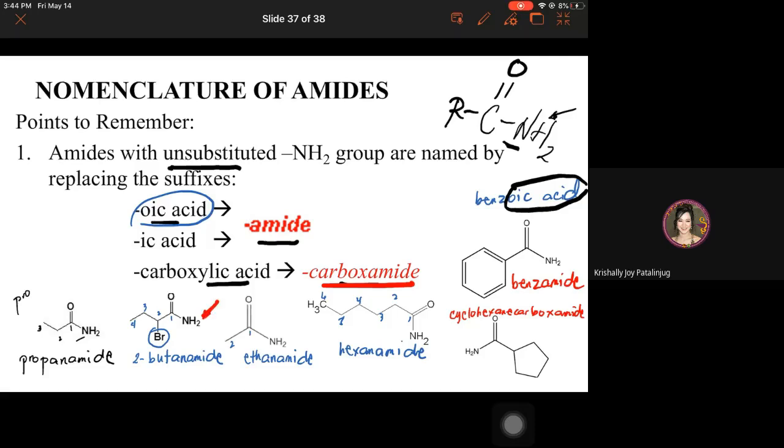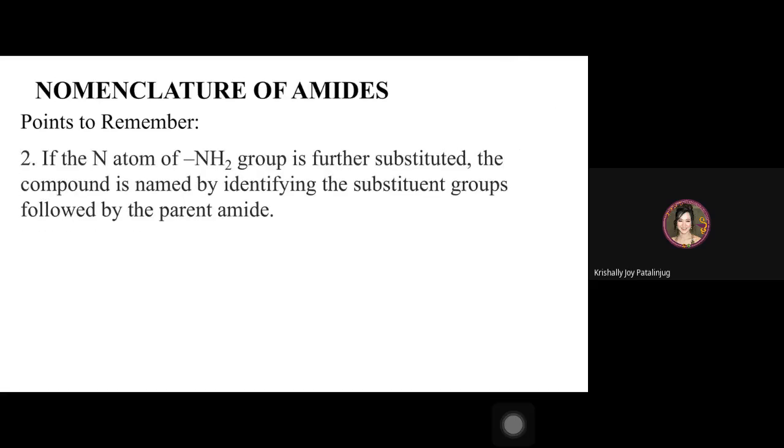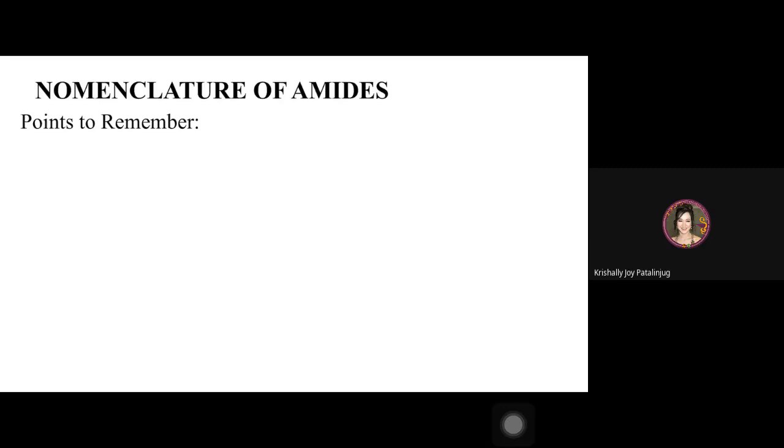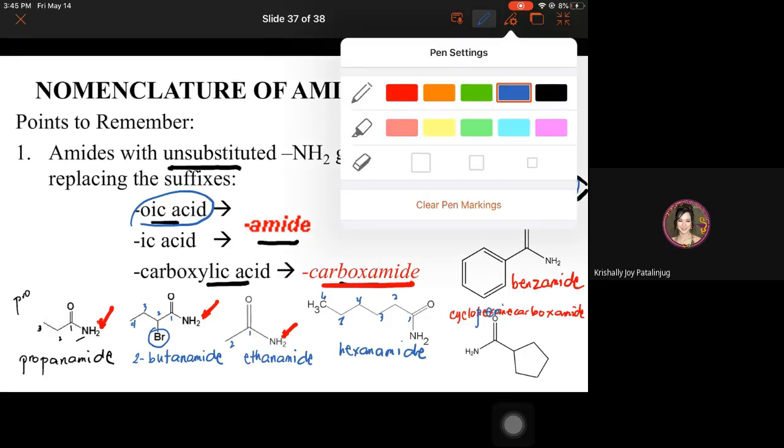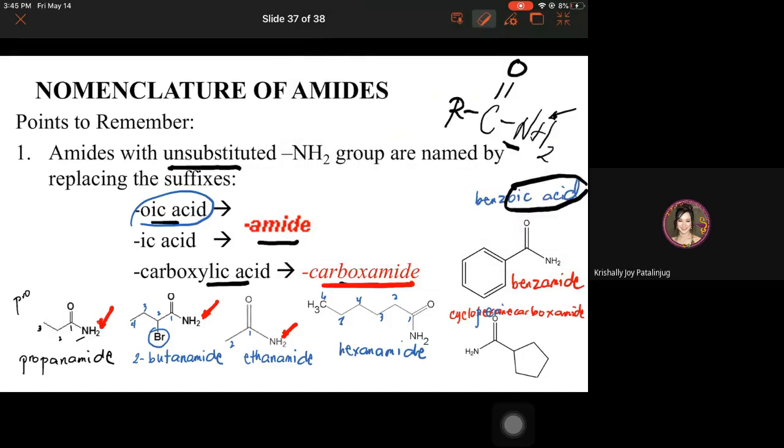So what if naay R group nga naka-attach sa nitrogen? Okay? If, sorry, dili ba siya? Cyclopentane ni siya. Sorry. Wala ta nagkakuan. Na-overlook ko. This is cyclopentane. Thank you for that. Yeah, sakto. That is cyclopentane. Cyclopentane carboxamide. Okay, next.